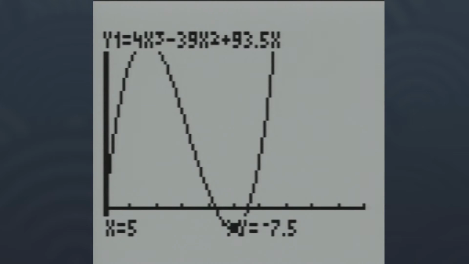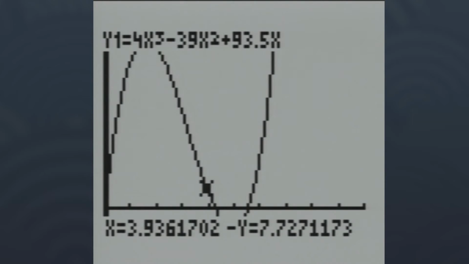So let's trace a little bit to the left. Once we start getting over here, there's around 3.5 right there. So if our height of the box is about 3.51-ish, we know that our volume is going to be about 20.6546 cubic inches.